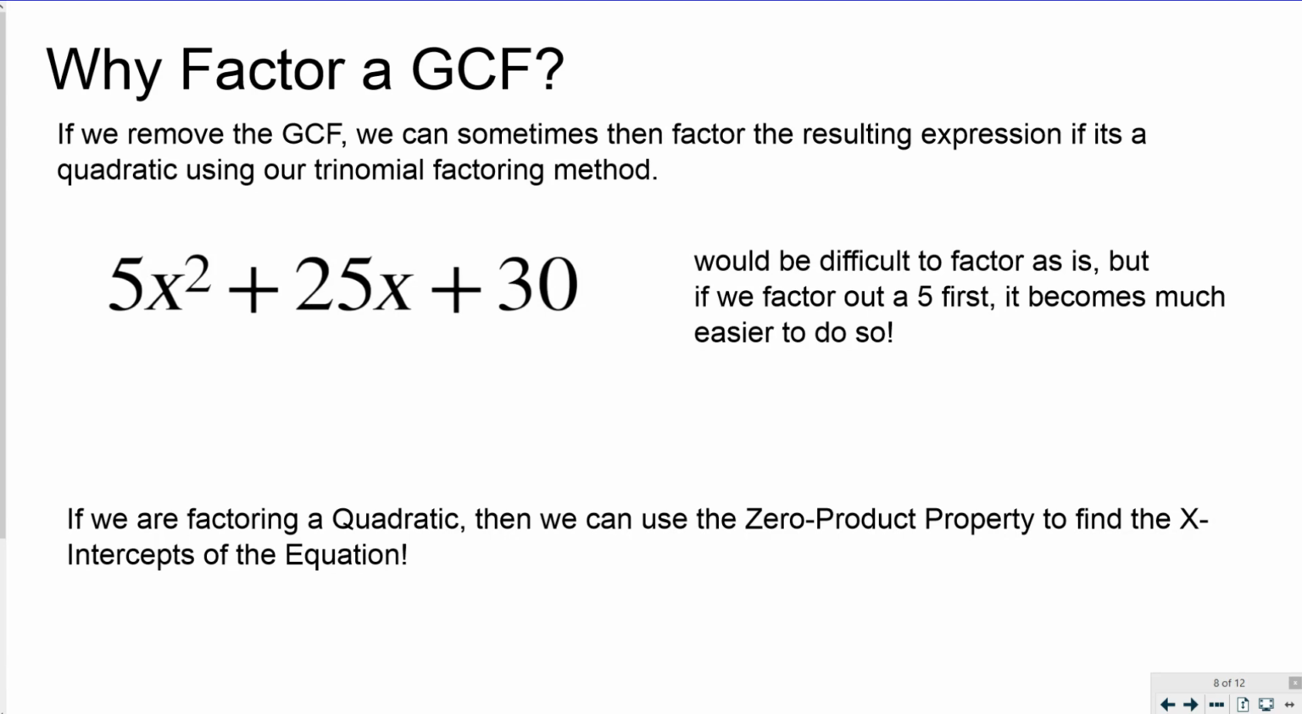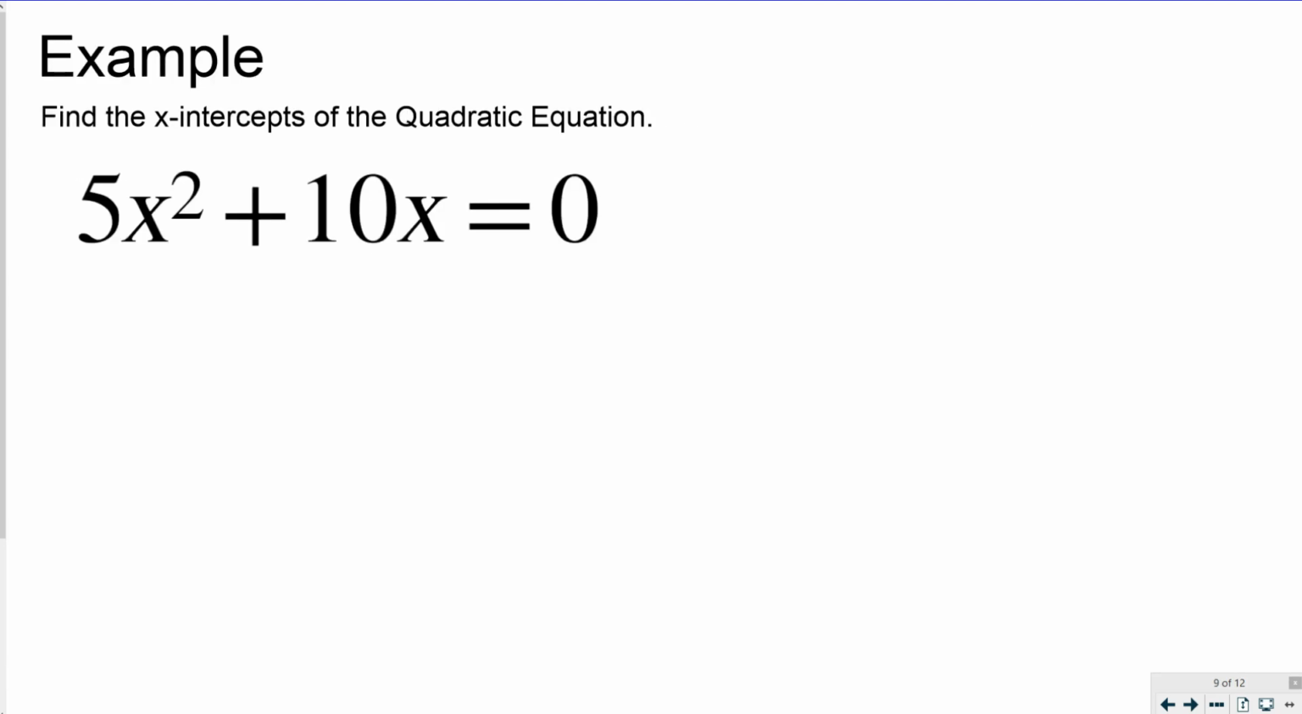So let me give you an example. Find the x-intercepts of this quadratic equation. I would immediately try to go in and be like, I'm going to do an Xbox. The problem is it doesn't have a constant. Because this doesn't have a constant, I'm going to have to try to do GCF factoring. So I'm going to realize that 5 would be 1 times 5, and that's the only factor since 5 is prime. And then x times x.